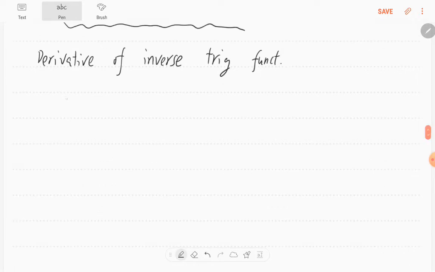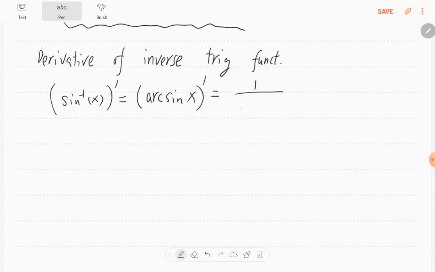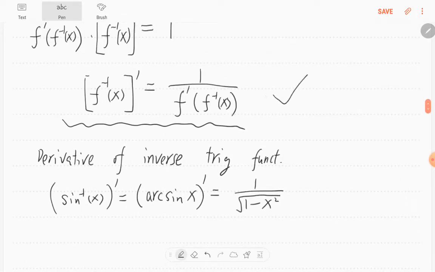So the sine inverse of x, we take the derivative. We also know sine inverse can be written as arcsine. Take the derivative, it's equal to 1 over square root of 1 minus x squared. So how do we derive this formula? We can use the formula for the derivative of the inverse function.